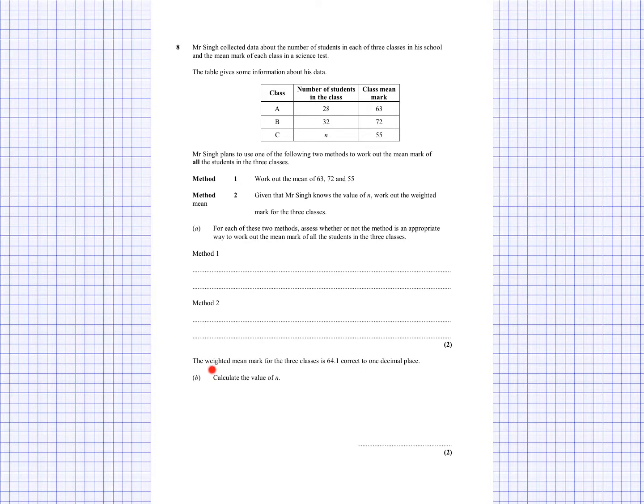Next question, the weighted mean mark for the 3 classes is 64.1. So this has been given to us, the weighted mean mark, and this is correct to 1 decimal place. Calculate the value of n. So we need to find the value of n. Now we need to work backwards.